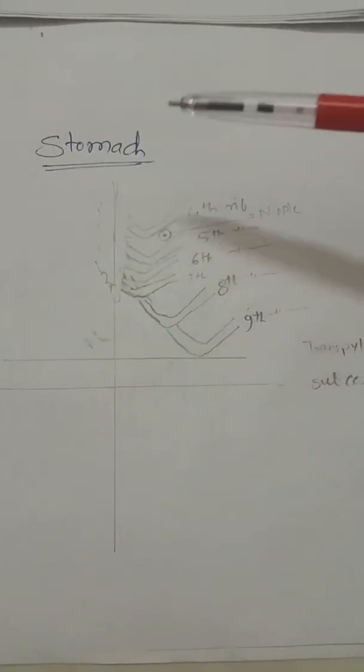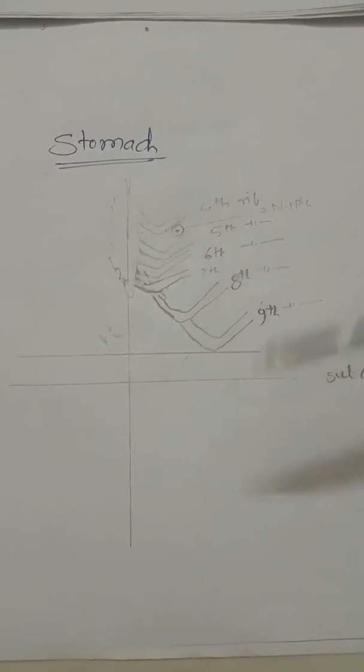Hello students, so let's start the surface anatomy of the stomach. As you know, the stomach is located in the umbilical region, the epigastric region and the left hypochondriac region. In surface anatomy, you should draw the surface marking of the stomach on the surface of the abdomen. Okay, so let's see the points related to that.